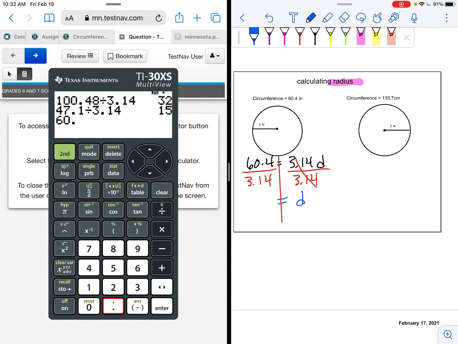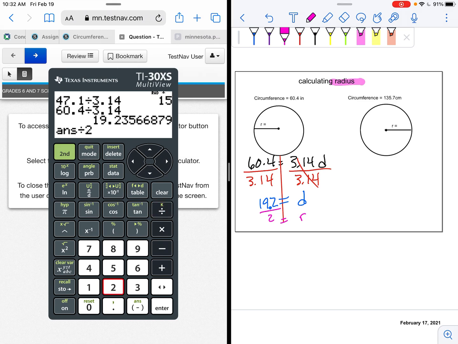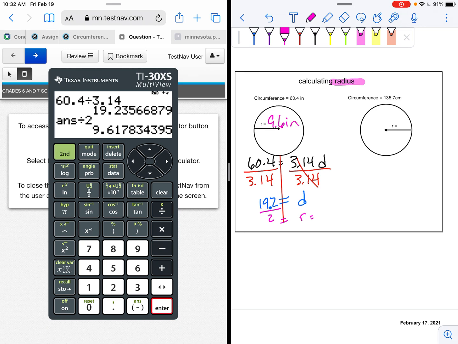So I'm going to take 60.4 and divide it by 3.14. I'm going to round to 19.2, and I'm going to leave it in my calculator, and then I'm just going to divide by 2. Because when I divide by 2, that will give me my radius. So over here, I'm just going to say divided by 2. So my radius is 9.6 inches.